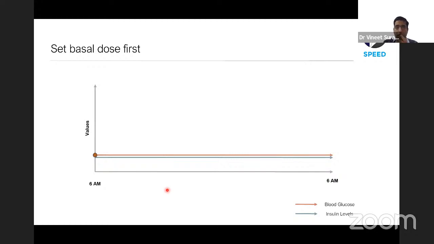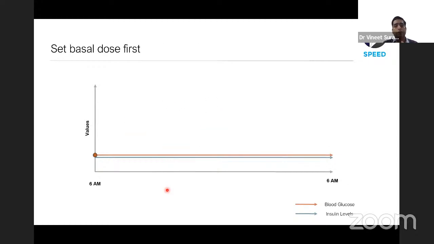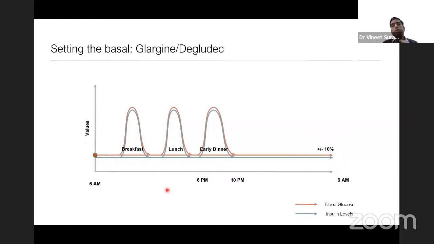So how do we set the basal dose first? It depends upon what insulin we are using. Suppose you are using glargine or degludec, then we ask the child to take an early dinner, maybe by 6 p.m. We give the early dinner by 6 p.m., and by 10 p.m. the blood glucose comes back to the baseline level.